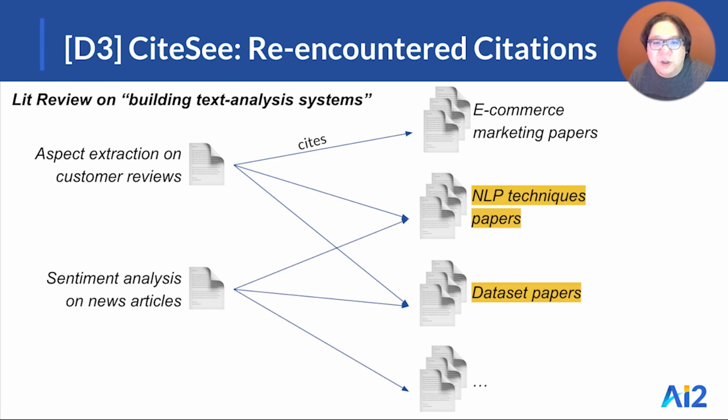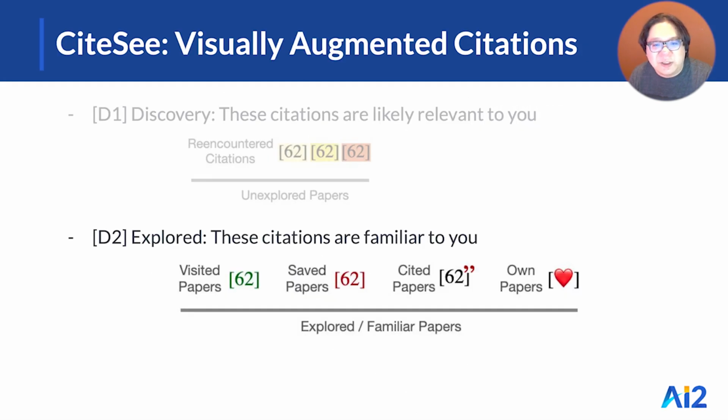For example, reading a second paper on sentiment analysis on news articles can allow CiteSee to identify inline citations to papers more closely related to the topic of interest. For example, papers around NLP techniques and datasets. Beyond discovery, CiteSee also highlights papers that may be familiar to a reader.